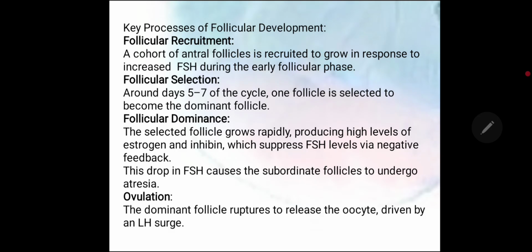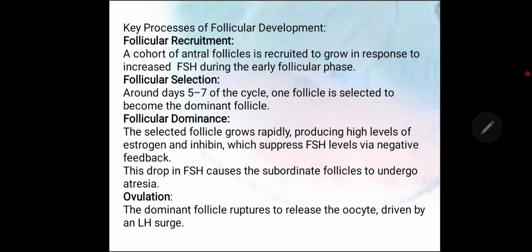During follicular development, we start with follicular recruitment. A group of antral follicles is recruited to grow in response to follicle stimulating hormone during the early follicular phase. As we say, in the first half of the menstrual cycle, there is a follicular phase in which follicle stimulating hormone stimulates growth of antral follicles and they secrete estrogen, followed by follicular selection. Only one follicle will be selected from the group of recruited antral follicles to create a dominant follicle.